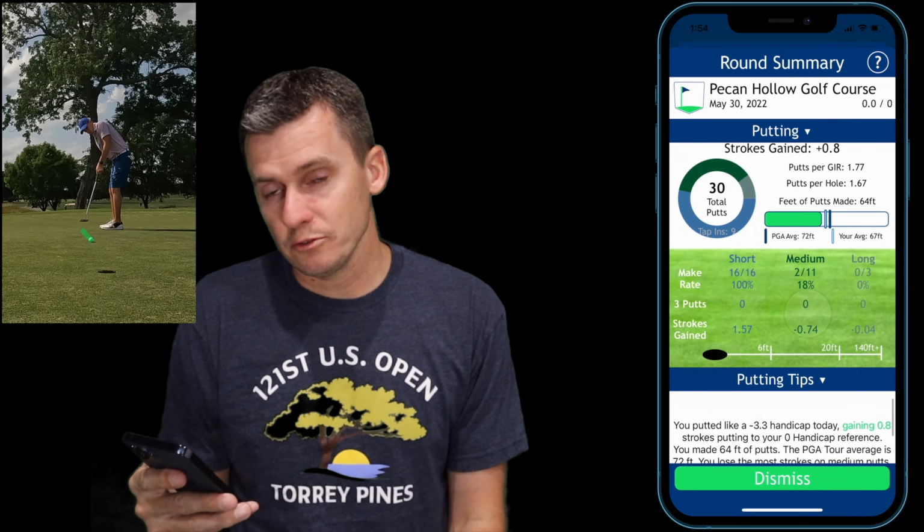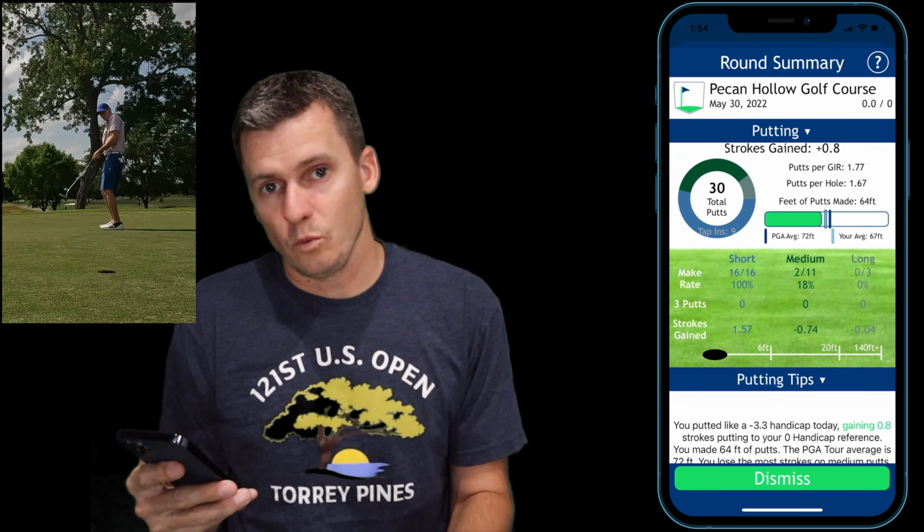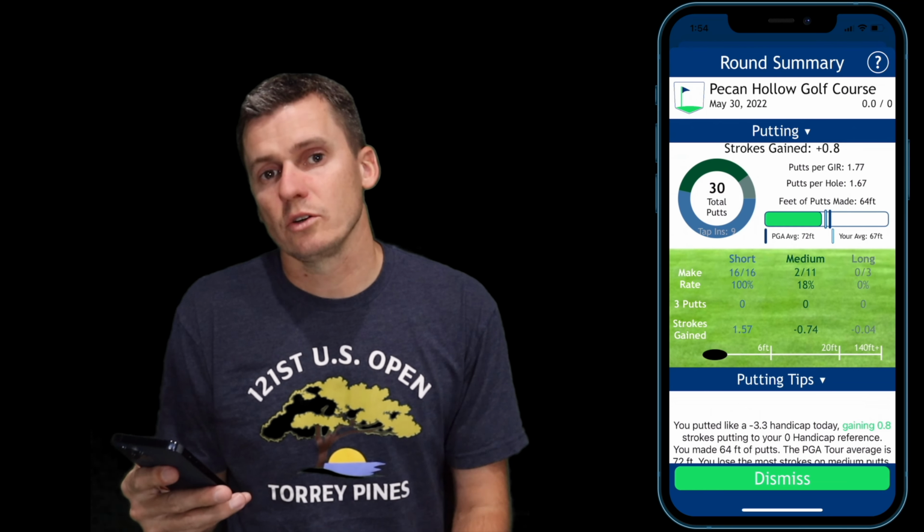Medium, I was only 2 for 11. These are ones that we call kind of makeable, but you shouldn't expect to make them. I made 2 of 11 or 18%. I actually lost strokes here. I had so many opportunities between 6 and 20 feet.